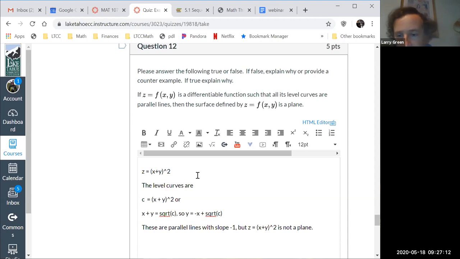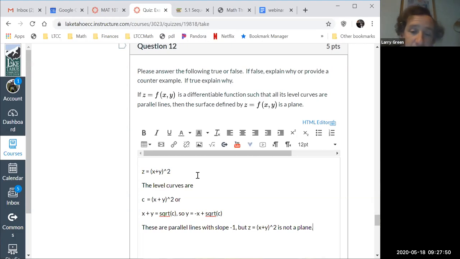Okay. Any questions? In fact, what is z equals x plus y squared in one word? It isn't a plane, by the way. You want to see? It's a paraboloid. Okay, it's a paraboloid because you have that square there, but it's definitely not a plane.